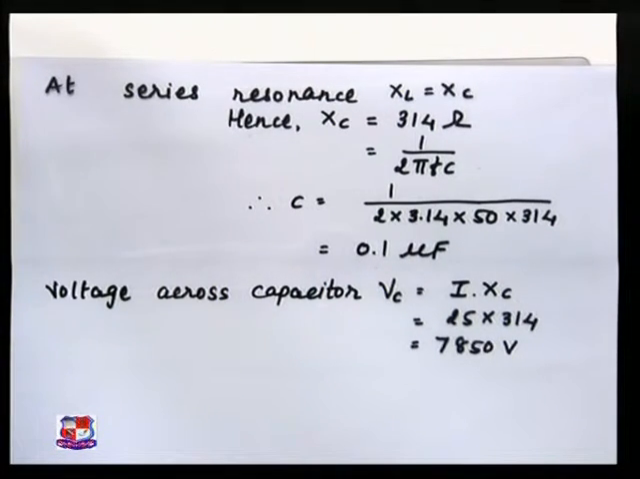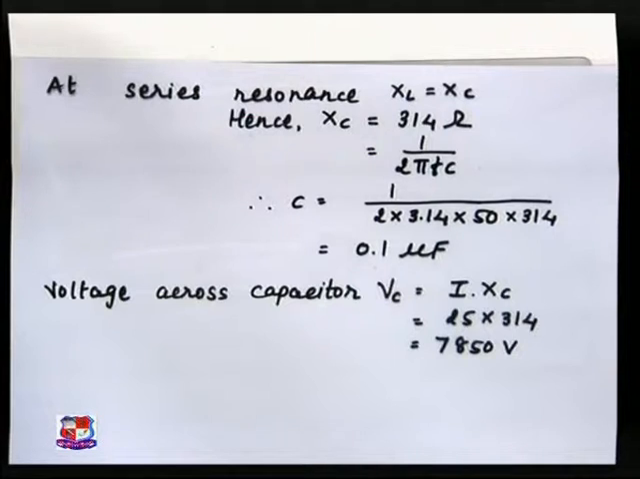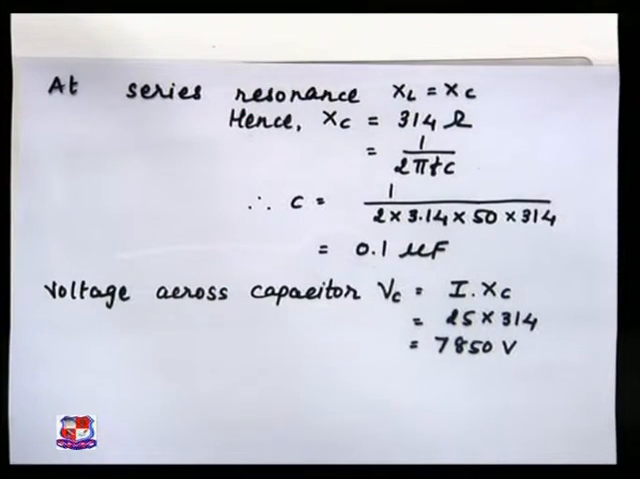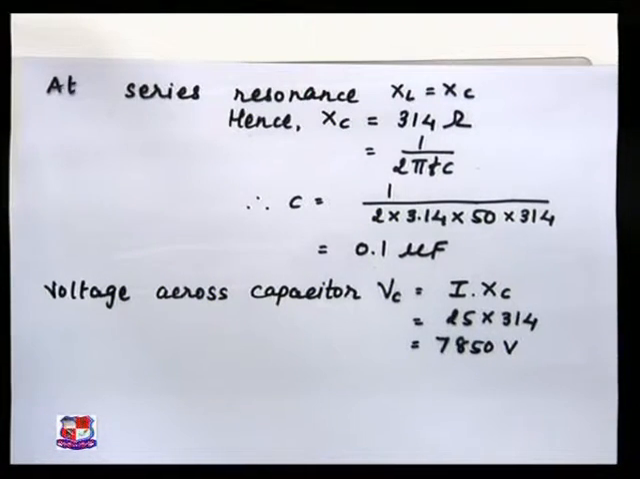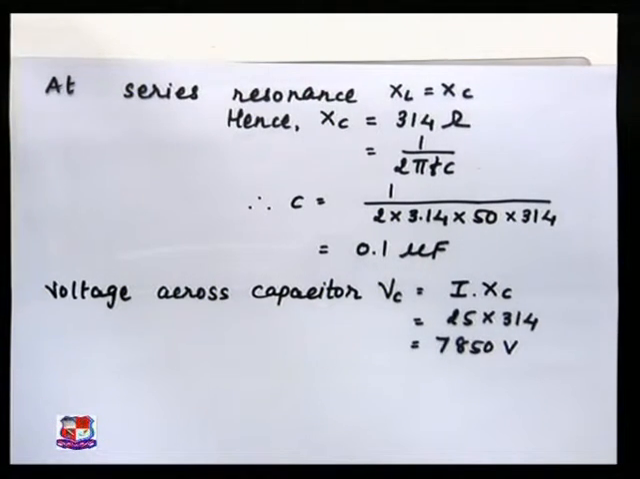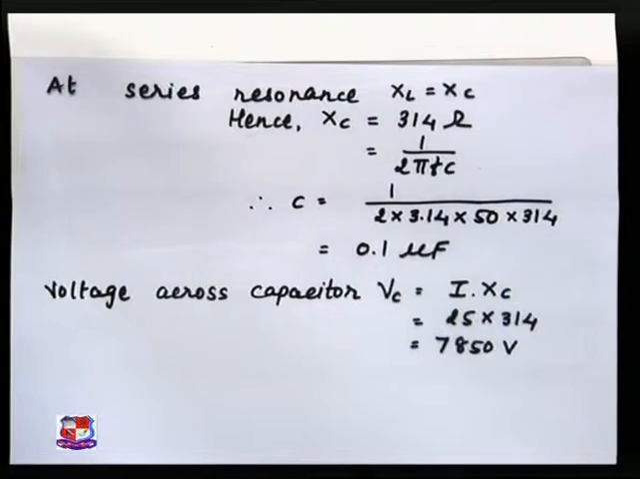Now voltage across capacitor, again Vc, which is equal to I into Xc. So it is equal to 25 into 314. So your answer is 7850 volt. This is the voltage across the capacitor at the time of resonance.